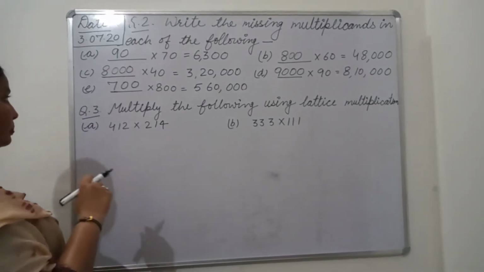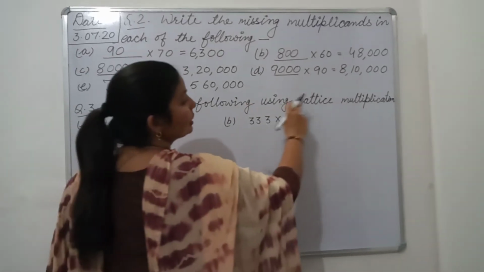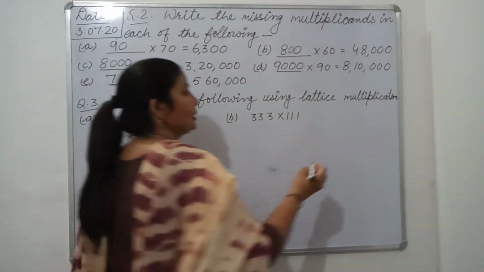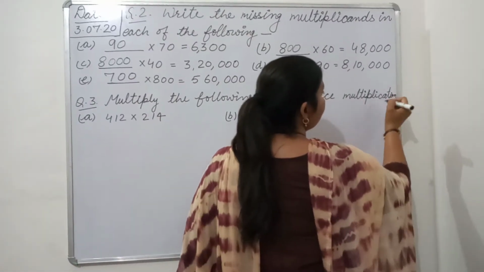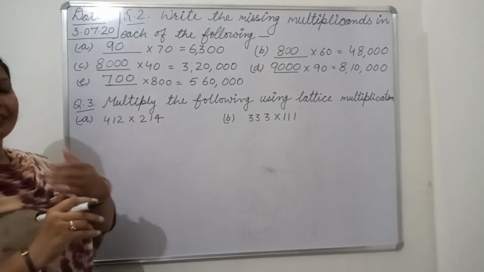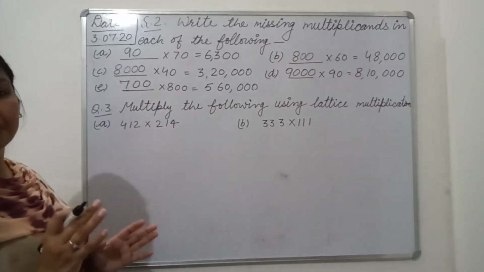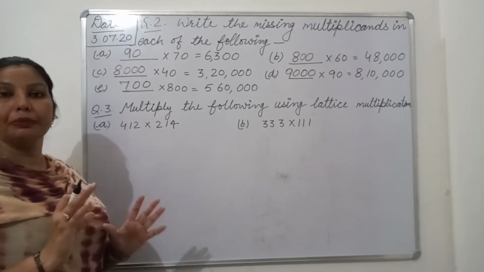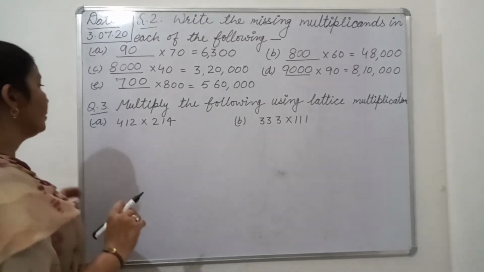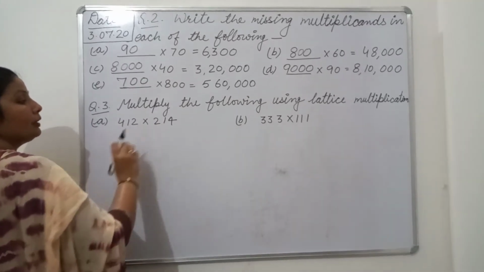Now question number 3. Multiply the following using the lattice method. Here you will use the lattice multiplication method and by that you will multiply the numbers. So in the lattice method, what do we do? First of all, we make a box. We make a rectangle or square, depending on the number. Here the given problem is 412 multiplied by 214.